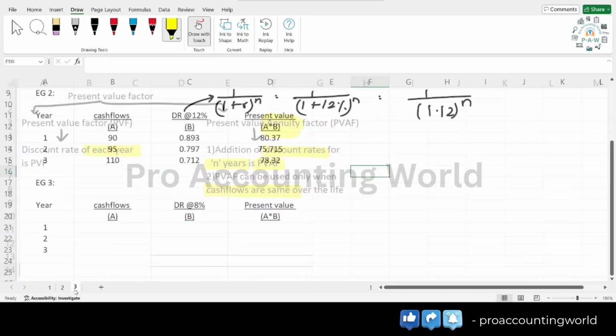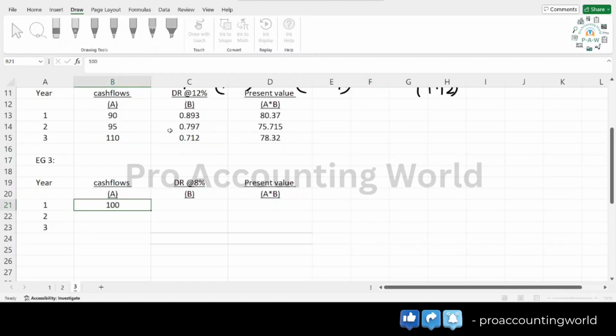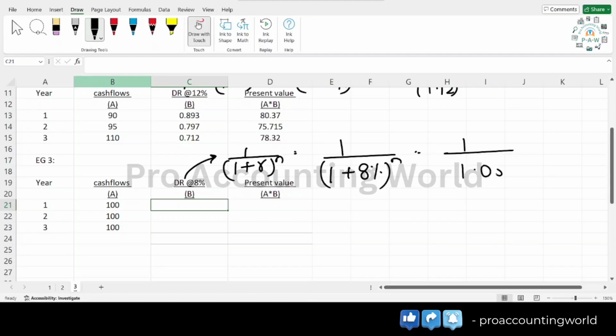Let us understand. Example number 3. Say guys, cash flows for each year is 100. Cash flows for each year is 100. Please calculate the discount rate. The rate is 8%, so it is 1 divided by 1 plus r raised to n. That is 1 divided by 1 plus 8% raised to n. That is 1 divided by 1.08 raised to n.